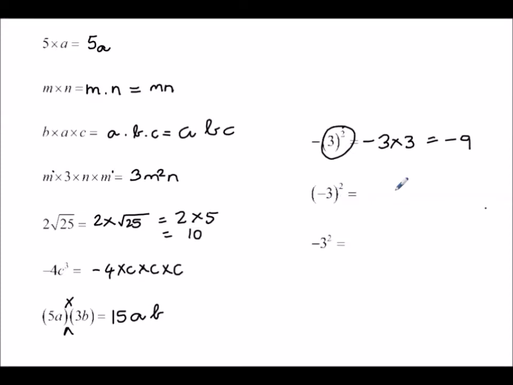If the negative is in the bracket, it means negative 3 multiplied by negative 3. A negative multiplied by a negative is positive. 3 times 3 is 9, which equals 9.